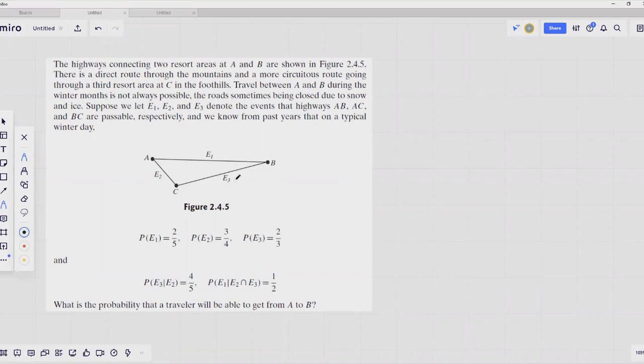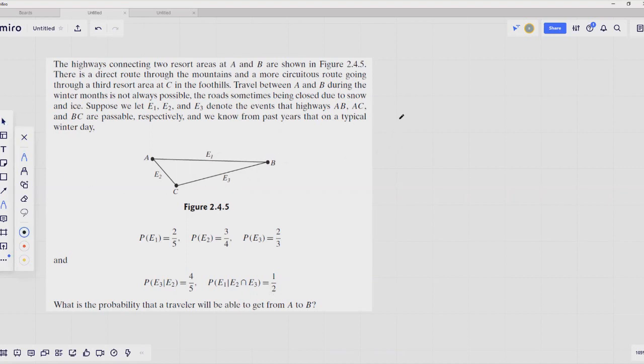During the winter season, however, due to heavy snow and ice, some of these roads might be closed. Probability that road E1 will be open is given as 2 over 5. Probability that road E2 will work is 3 over 4. E3 will work is 2 over 3. Also, we know that the probability that road E3 will be working given that E2 is working is 4 over 5. Probability that road E1 will be working given that E2 and E3 are working is 1 over 2. What is the probability that a traveler will be able to get from A to B?